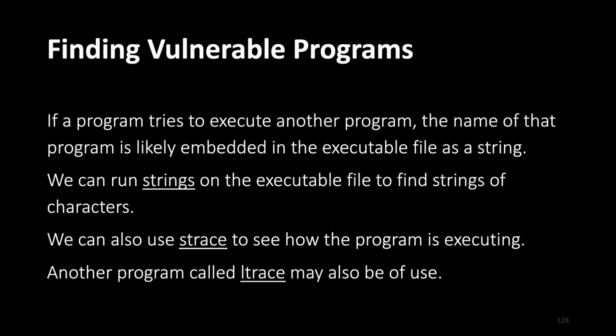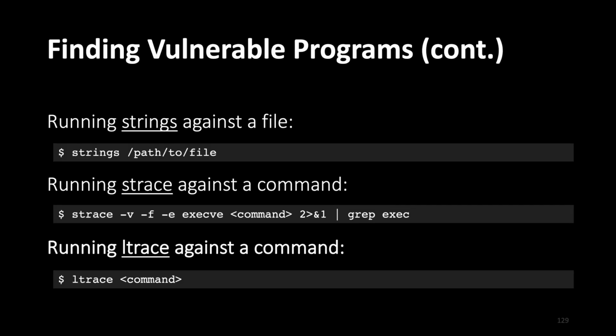If a program tries to execute another program, the name of that program is likely embedded in the executable file as a string. We can run strings on the executable file to find strings of characters. We can also use strace to see how the program is executing. Another program called ltrace may also be of use. Here you can see how to run strings, strace, and ltrace against a file or command.